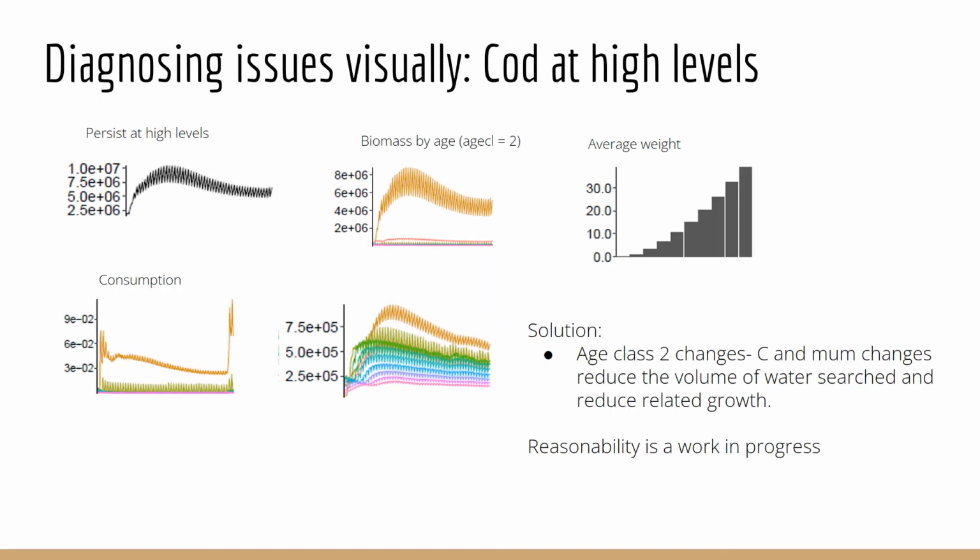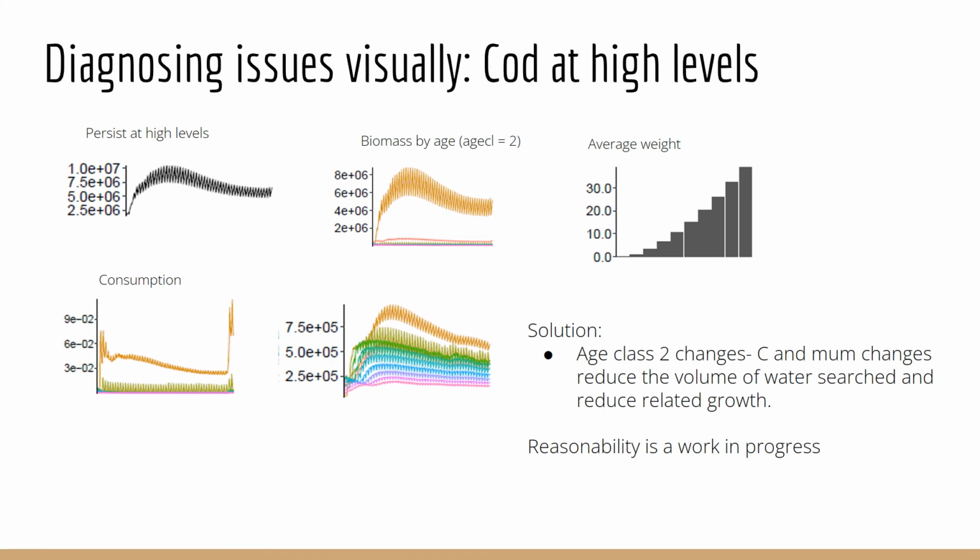So as we can see from the slide, cod is persisting at high levels, and we can see that this is mostly due to an overabundance of age class 2s in the model. The weighted age looks fine. We have an increasing weight with age class falling within bounds that are acceptable. However, consumption does look a little strange.